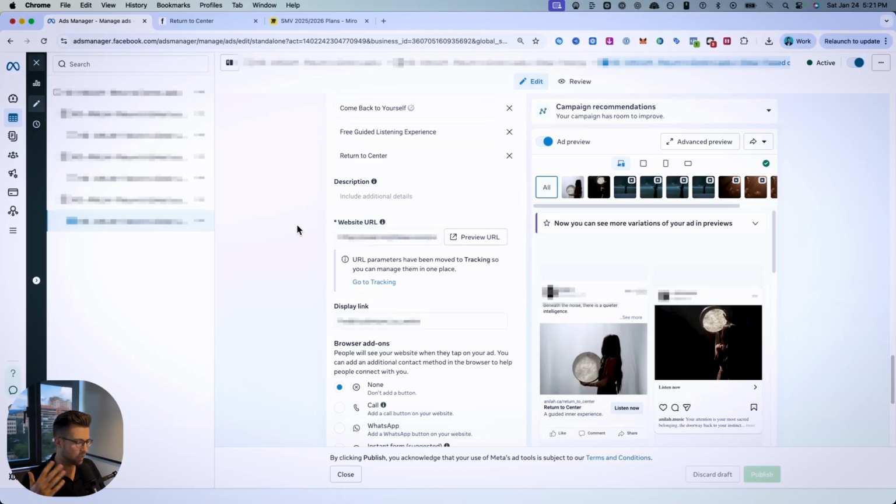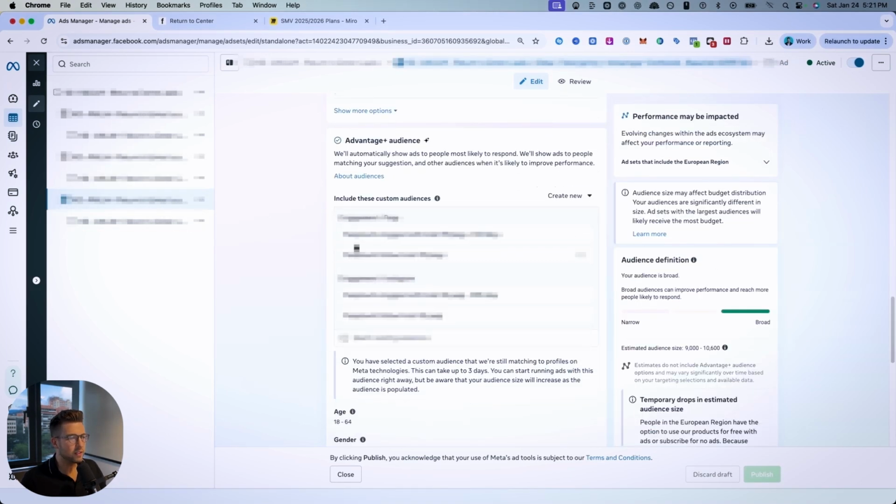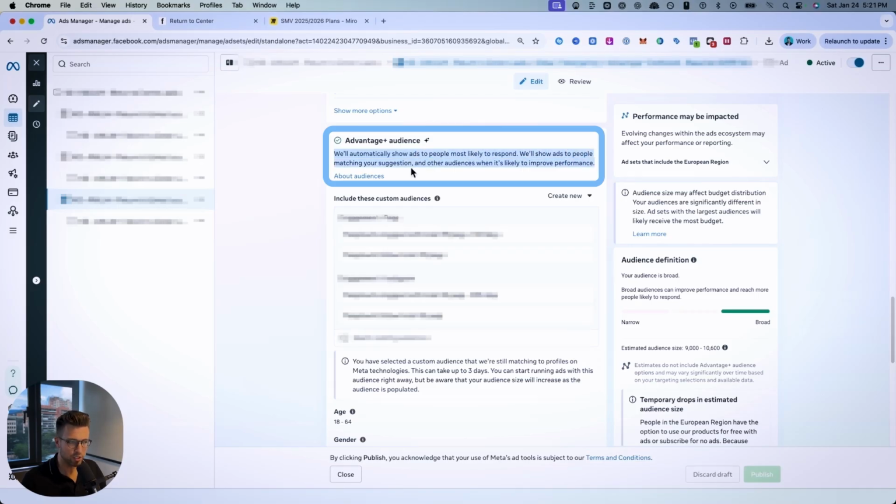We're not restricting Meta. We're leaving it more wide open, and we're dealing with massive audiences. Let's zoom in here. So this is the key setting for our global campaign. Advantage Plus audience will automatically show ads to people matching your suggestion, and other audiences when it's likely to improve performance. So this last little bit of the sentence basically says it's allowed to show it to whoever it thinks will work.